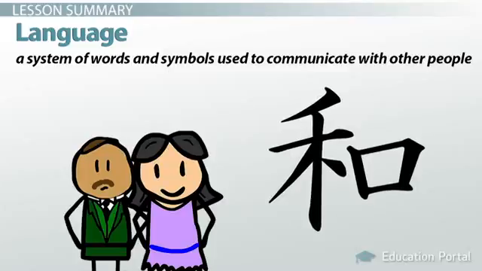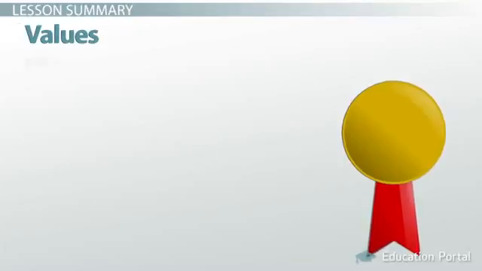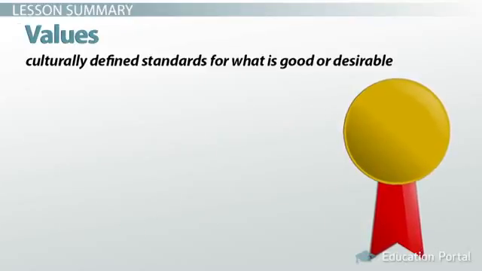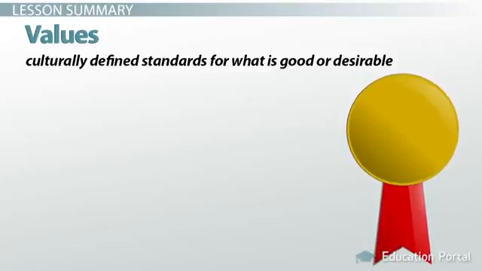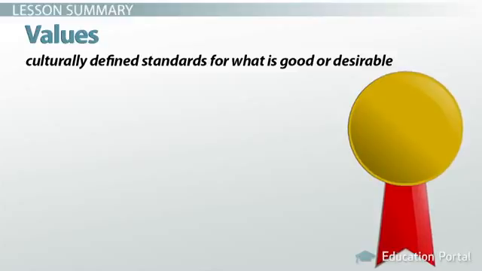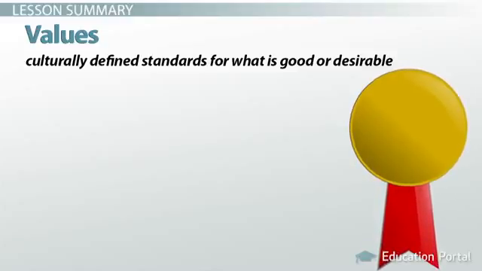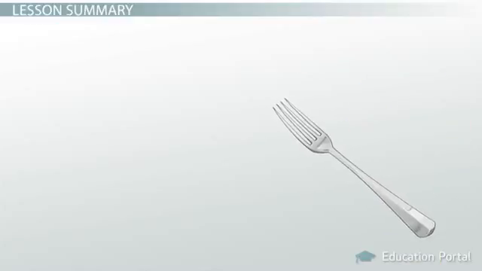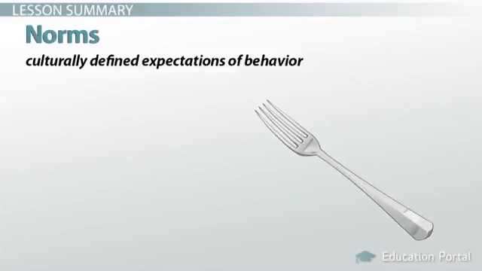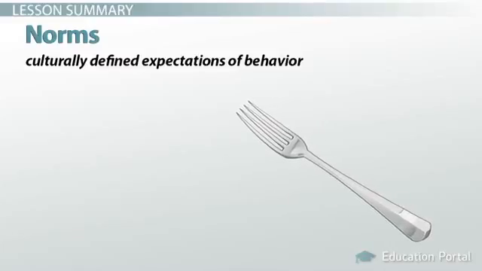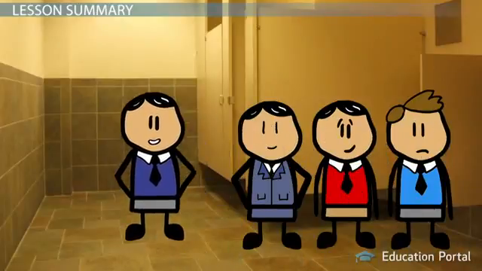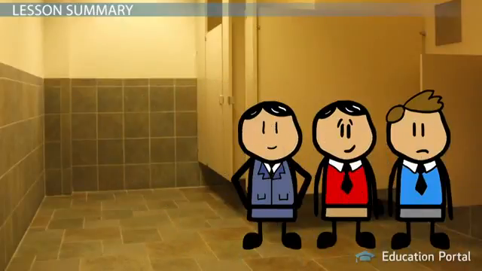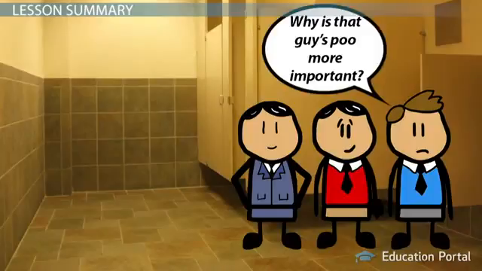Values are culturally defined standards for what is good or desirable. Members of the culture use the shared system of values to decide what is good and what is bad. Similarly, norms are culturally defined expectations of behavior. They are guidelines we use to determine how we should behave in any given situation and what would be considered inappropriate behavior.